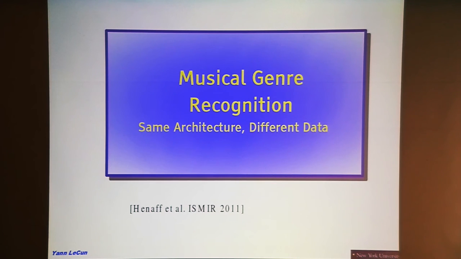Okay, so here's the cool thing about feature learning. If you can use it for pixels, you can use it for other things. In particular, you can use it for things like musical genre recognition. This is some work done by a former master's student of mine, Michael Henaff. He got a Best Paper Award at ISMIR, the Music Information Retrieval Conference.